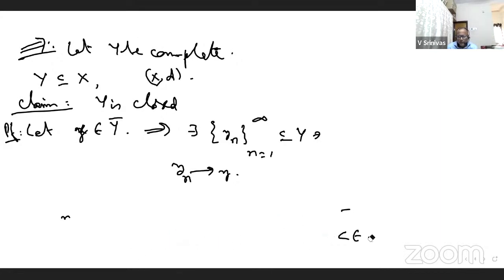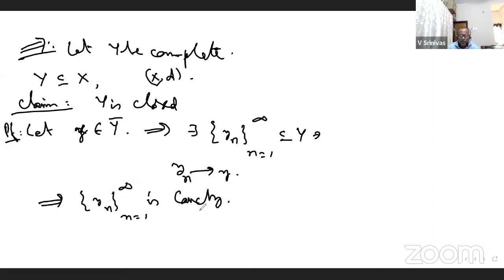So now let's write down the meaning of this. So this converges. Now each convergent sequence becomes Cauchy, right? This implies yn, where n equal to 1 to infinity, is Cauchy. This is converging, so it becomes Cauchy. Now what happens?